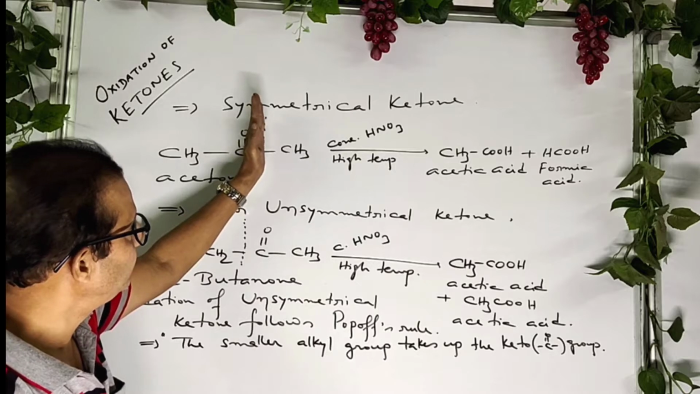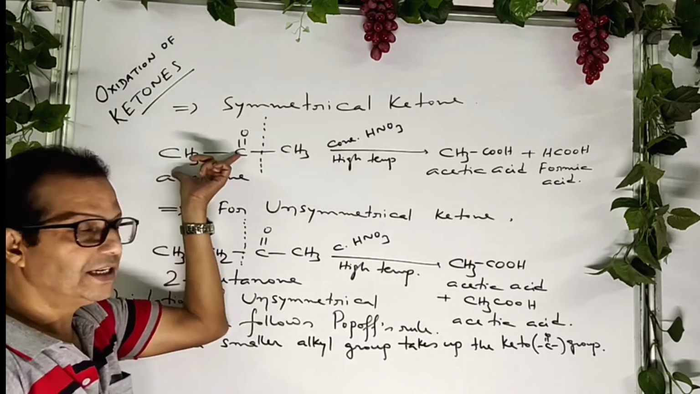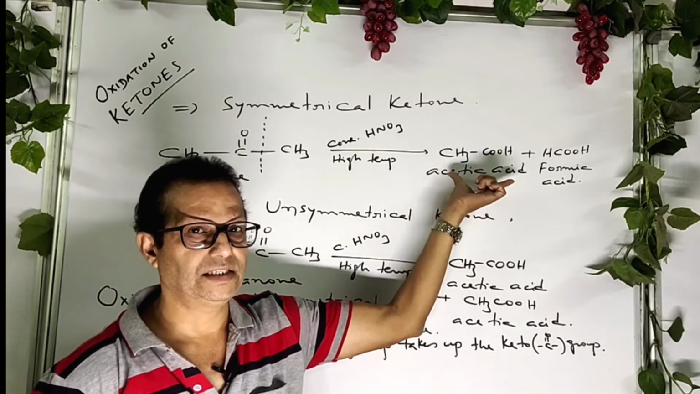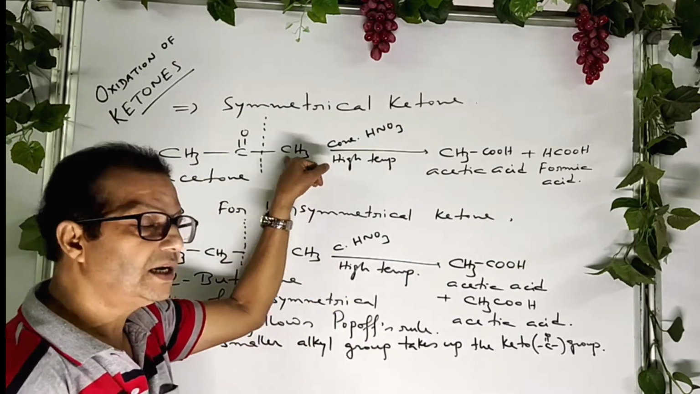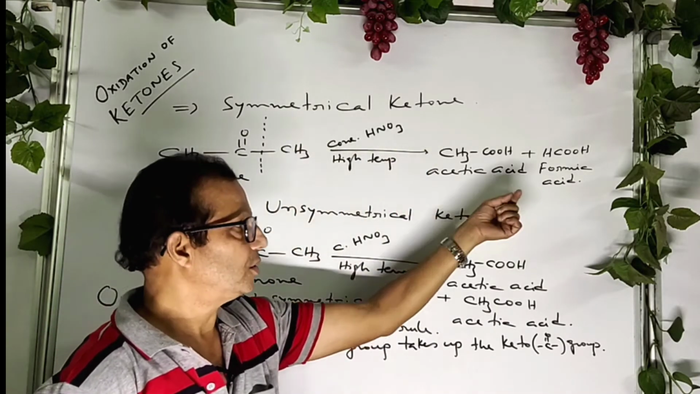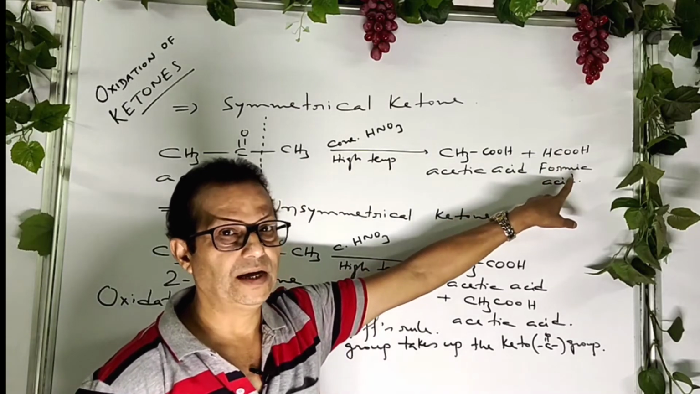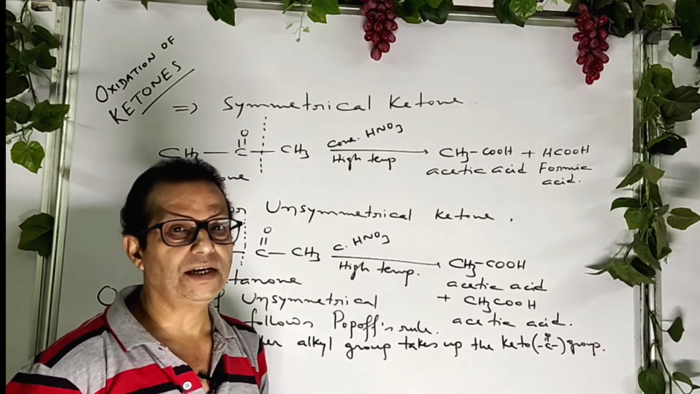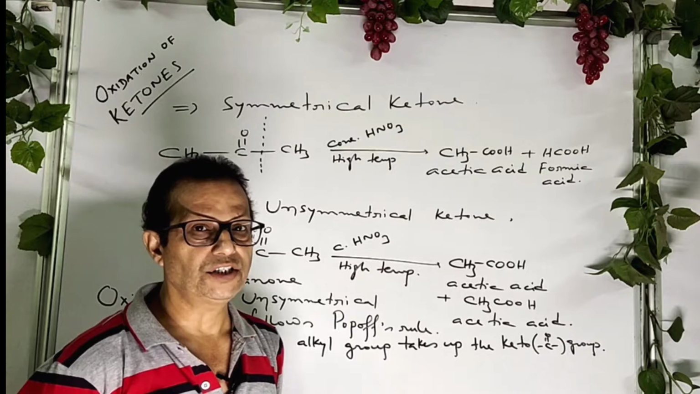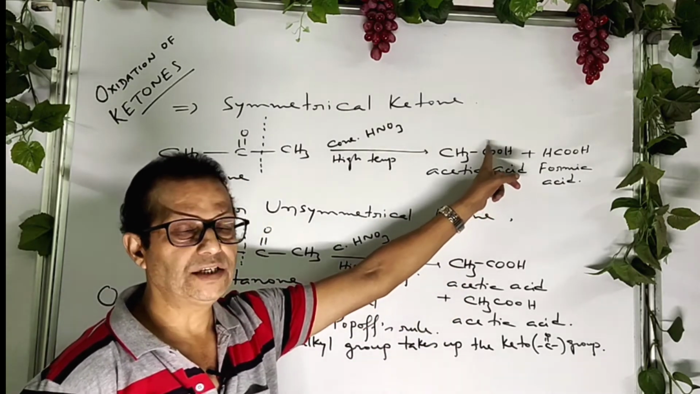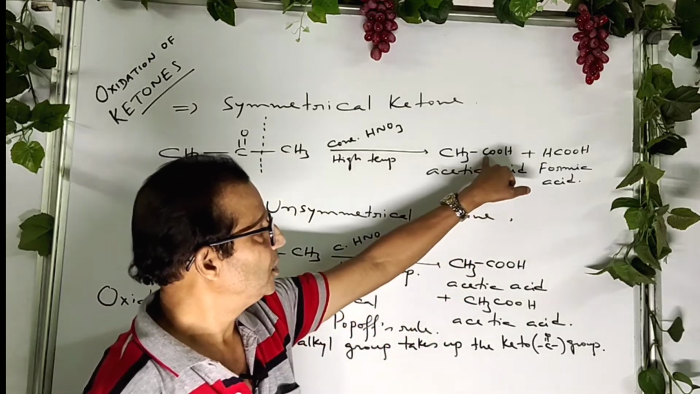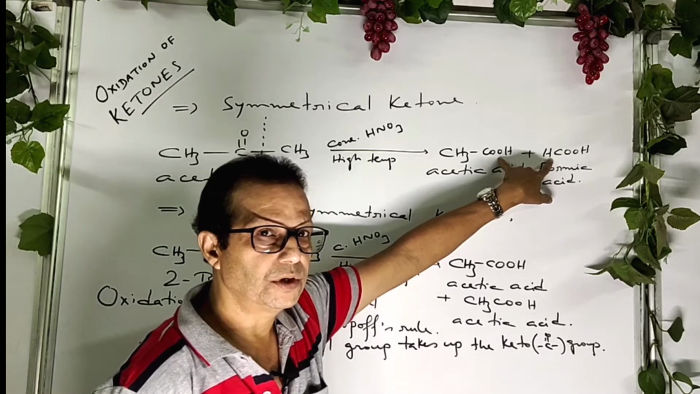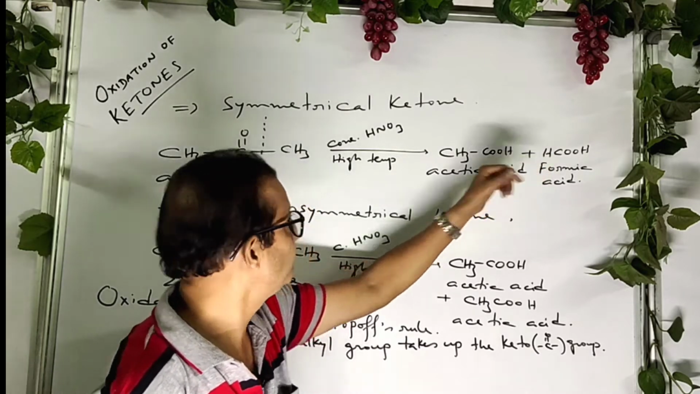If you break here, this site contains 2 carbon atoms, so write a 2 carbon atom carboxylic acid, that is acetic acid. If you consider this, only 1 carbon, so write a 1 carbon carboxylic acid, that is formic acid. So when acetone undergoes oxidation in the presence of concentrated nitric acid, under drastic conditions, you get a mixture of acetic acid and formic acid. See, both of the acids contain a lesser number of carbon atoms than the parent ketone.